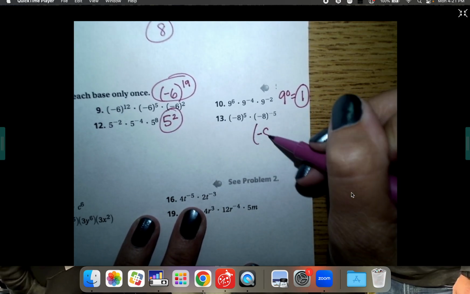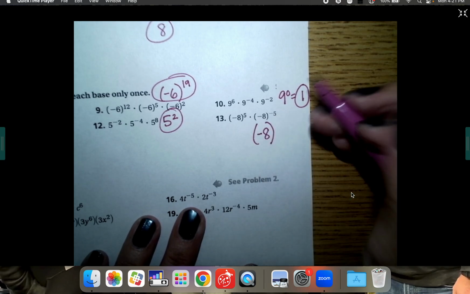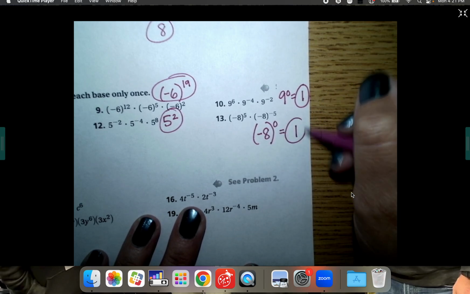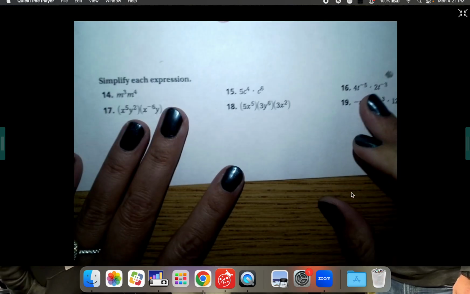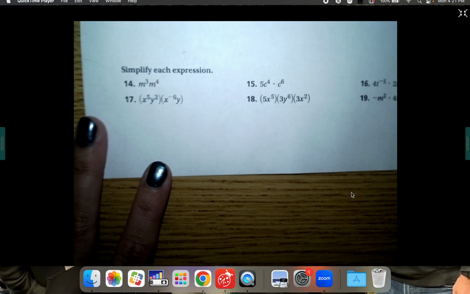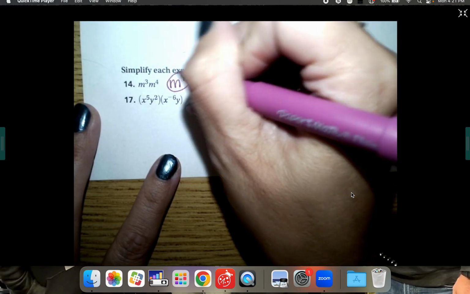Okay, and this last one, -8 is in parentheses, so let's leave it in parentheses. 5 plus -5 is once again 0. Anything to the 0 power is 1. Okay, these bottom ones, if the base is the same, you can add the exponents. So m to the 3rd times m to the 4th is m to the 7th.